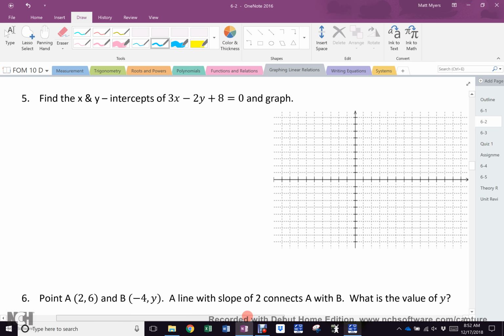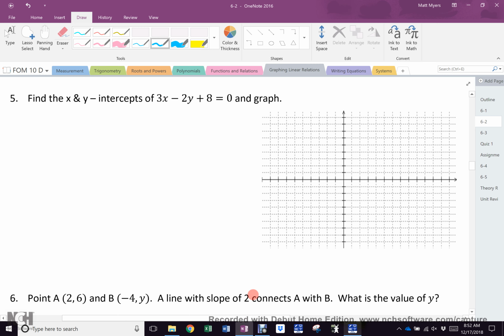Now, put together the last 2 lessons. 3x minus 2y plus 8 equals 0. And I want the x and y intercepts. What do I know about x and y intercepts? What is every single x-intercept? X, 0. What is every single y-intercept? 0, y. Those values are x values and y values, right?